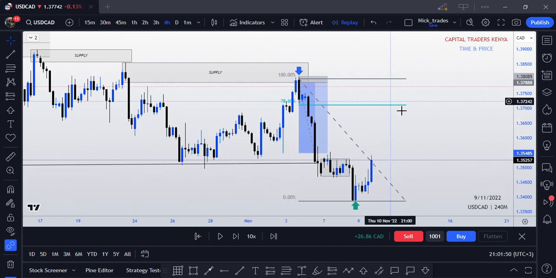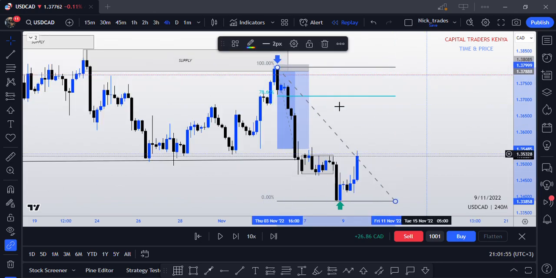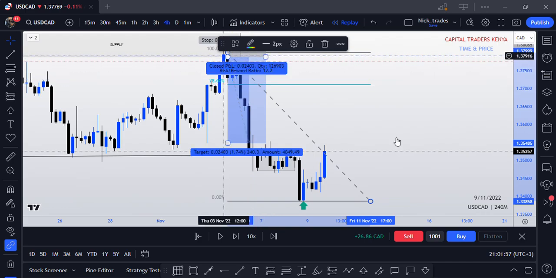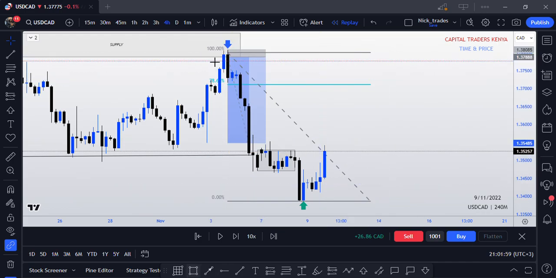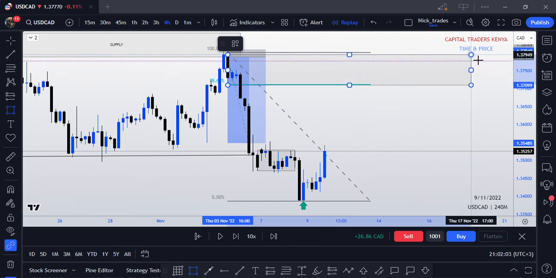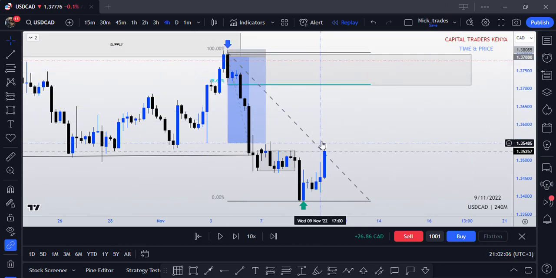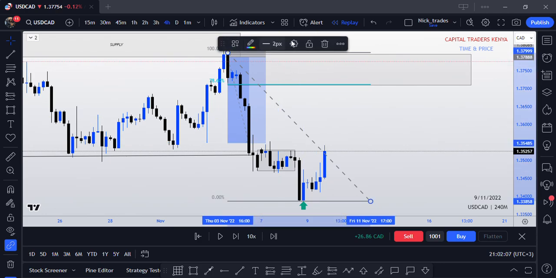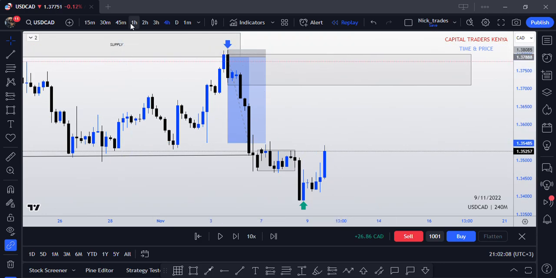So this was the last mitigated area. So we're going to be looking at the areas of premium from this area. Okay, so the premium areas are these areas. I'm going to be marking them with just a big box like that one. Now we can delete this. So we're now going to be looking for a continuation sell to the downside.